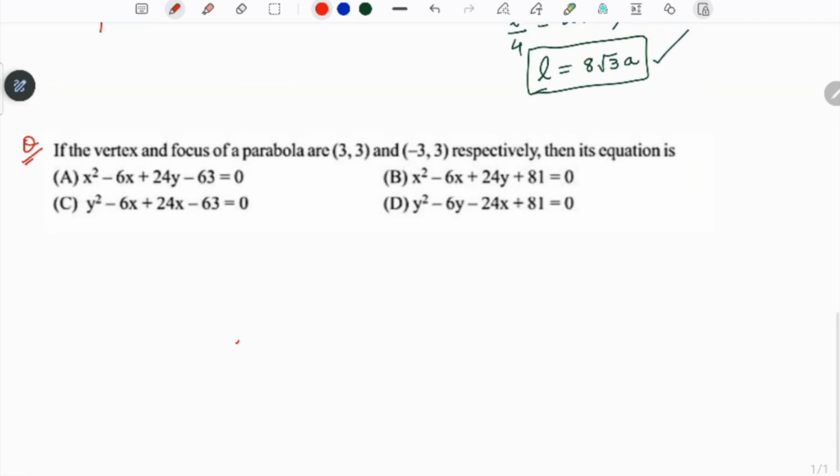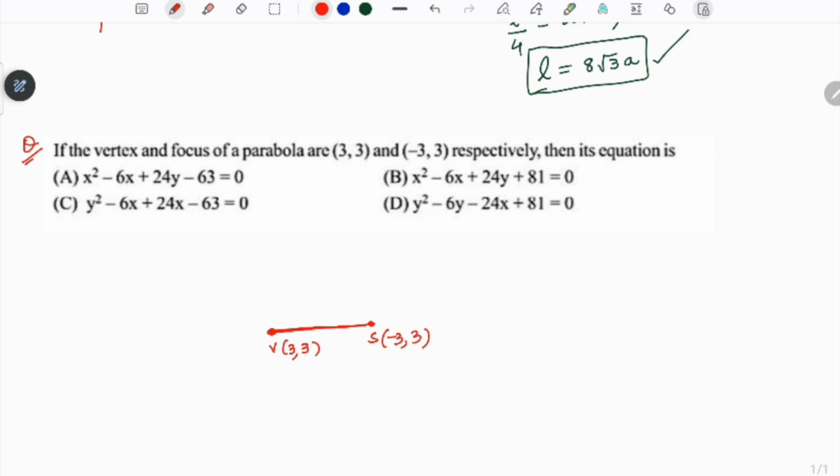Okay, there is one parabola, it seems. Its vertex and focus are given. Vertex is (3, 3). Focus is (-3, 3). Okay. All right. Now I need the equation of the parabola.